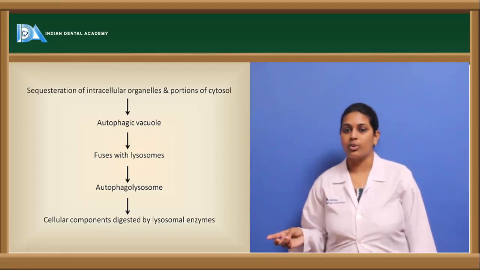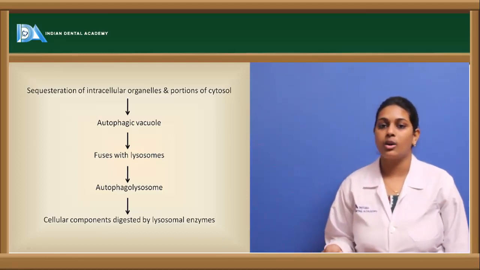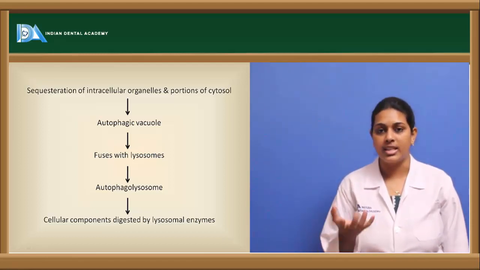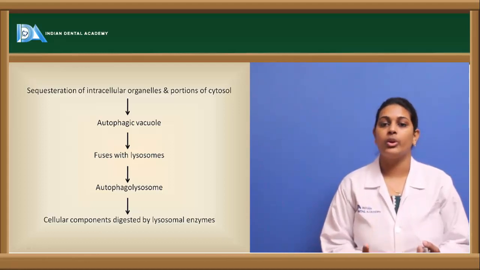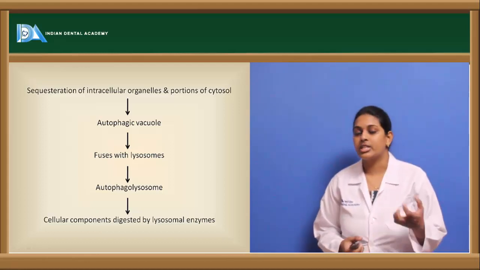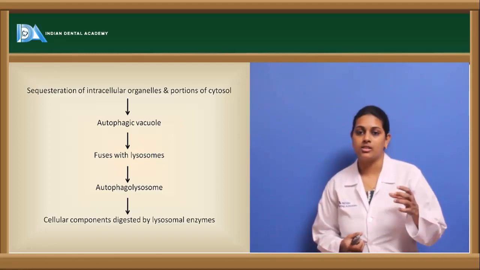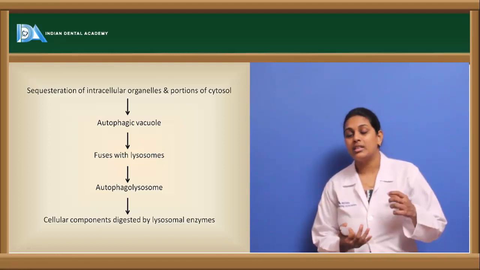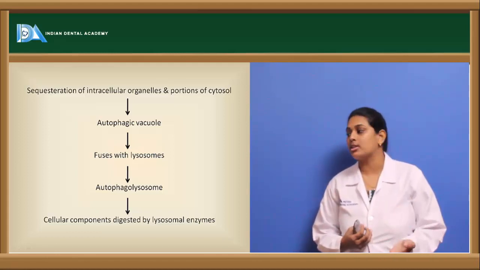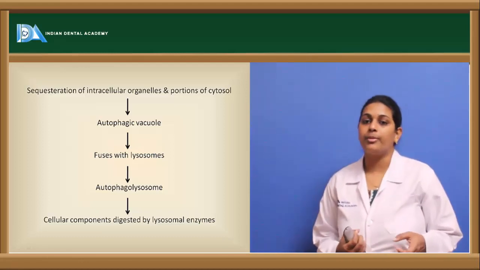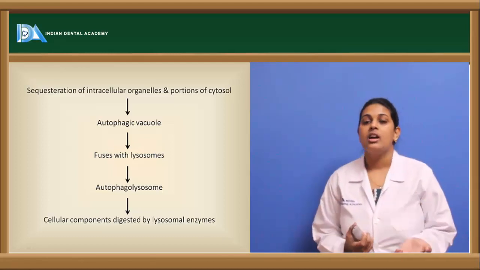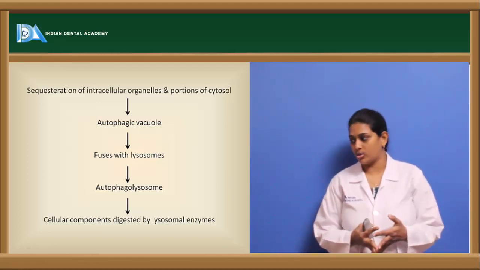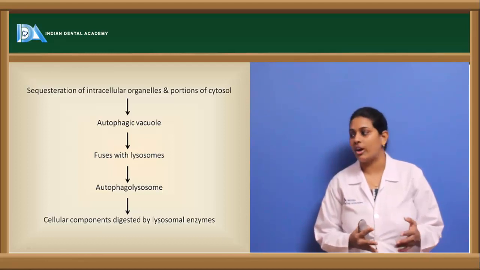This sequestration will form the autophagic vacuole. An autophagic vacuole is a membrane-bound vesicle which consists of cell organelles as well as the cytosol within it. That is an eaten-up form of a cell, an oval structure which contains cell organelles and cytosol within it. This autophagic vacuole fuses with the lysosomes. Lysosomes are nothing but membrane-bound organelles which contain hydrolytic enzymes. Once the autophagic vacuole fuses with the lysosome, it results in the formation of the autophagolysosome.